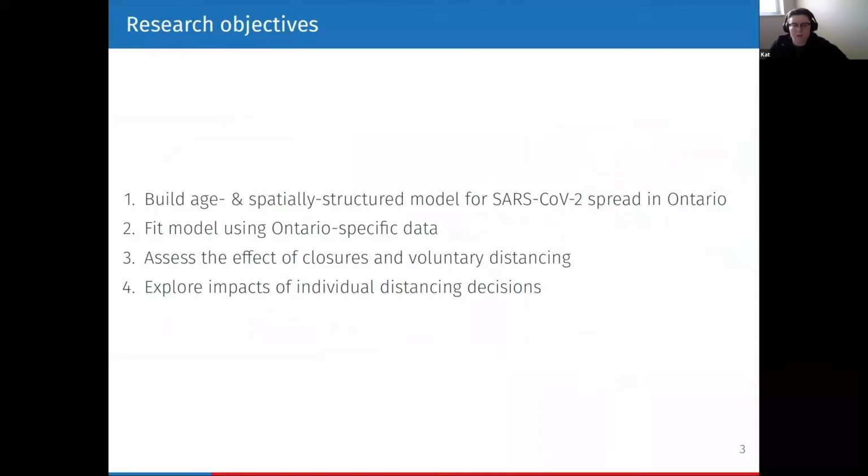So with this project, keeping those spatial and age-specific things in mind, we intended to build an age and spatially structured model for SARS-CoV-2 spread in Ontario. Where possible, we fit that model using Ontario-specific data. What we're mostly using it for right now is looking at the impact of non-pharmaceutical interventions over the past year. So things like closures and voluntary distancing: what was the impact of those, how many lives did we save, how many infections were prevented, and also, at a more granular level, what was the impact of individual people choosing to distance or not.